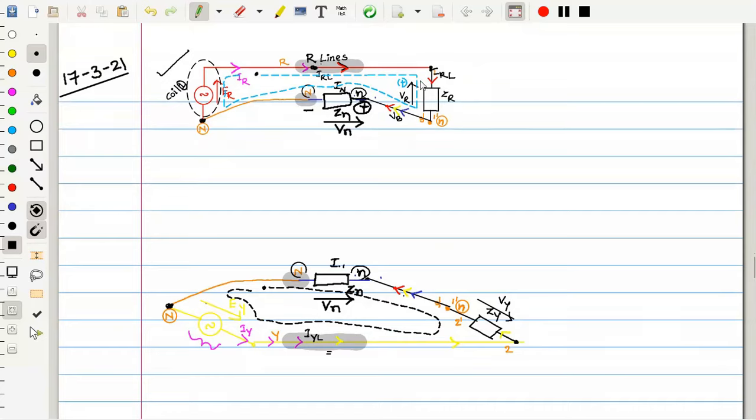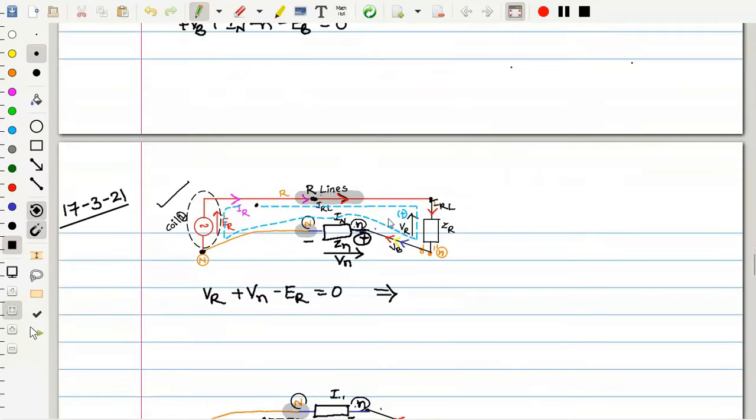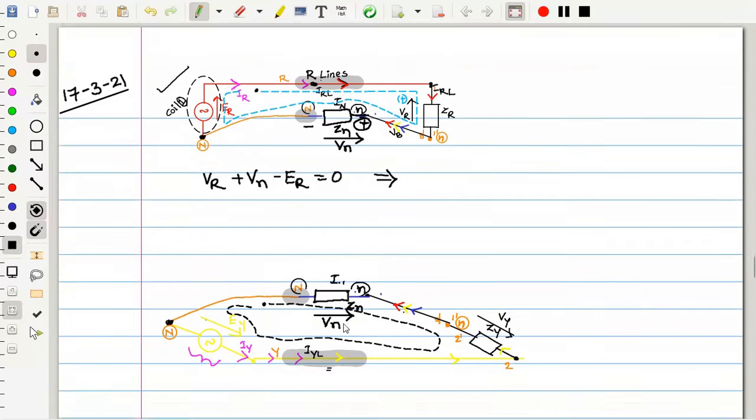We can write the KVL in this way. You can start over here, and this is VR. So VR plus the neutral voltage, that is IN into ZN, which we can write as plus VN. Why I am writing plus, you should understand: first I am coming across the arrowhead. If it is non-arrowhead, I will write negative. So here it is non-arrowhead ER, so minus ER is equal to 0. I am considering three different loops with the help of R phase line and neutral, Y phase line and neutral, B phase line and neutral. For these three cases, we will write the KVL.